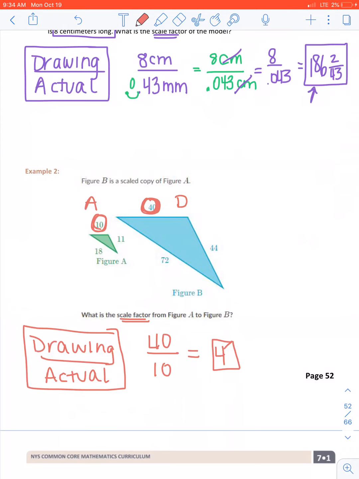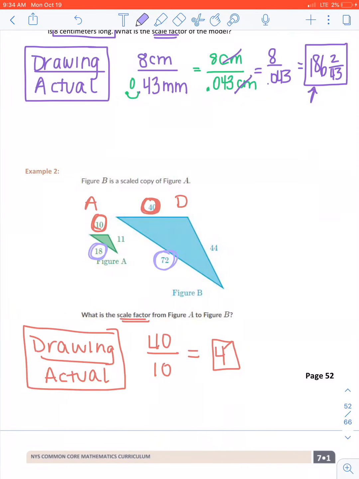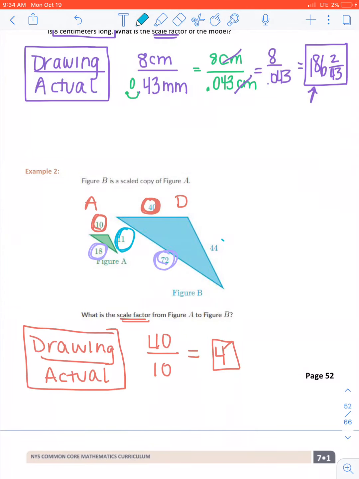Now that makes sense because remember, a scale factor is what you're multiplying all the sides by. So this is getting to be 4 times as big as the actual drawing. And if you go to each of the sides, so if I do 18 and 72, you're multiplying it by 4. If I do 11 and 44, you're multiplying by 4. So that makes sense that the object is 4 times as big, and that's your scale factor.